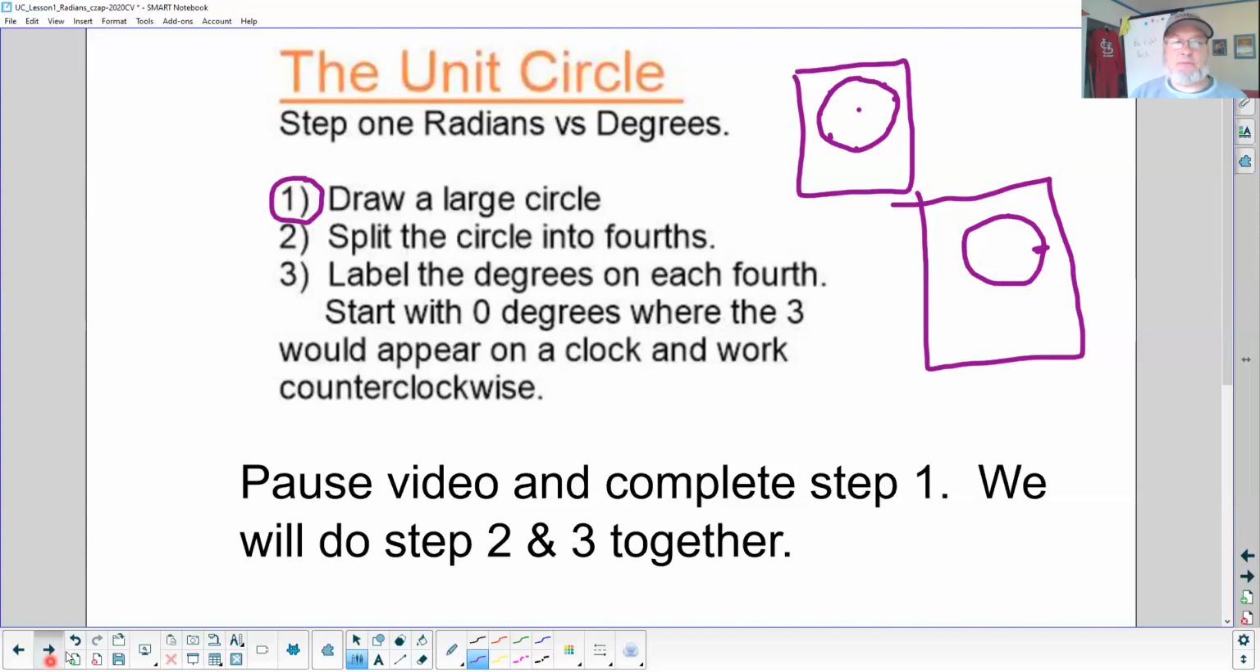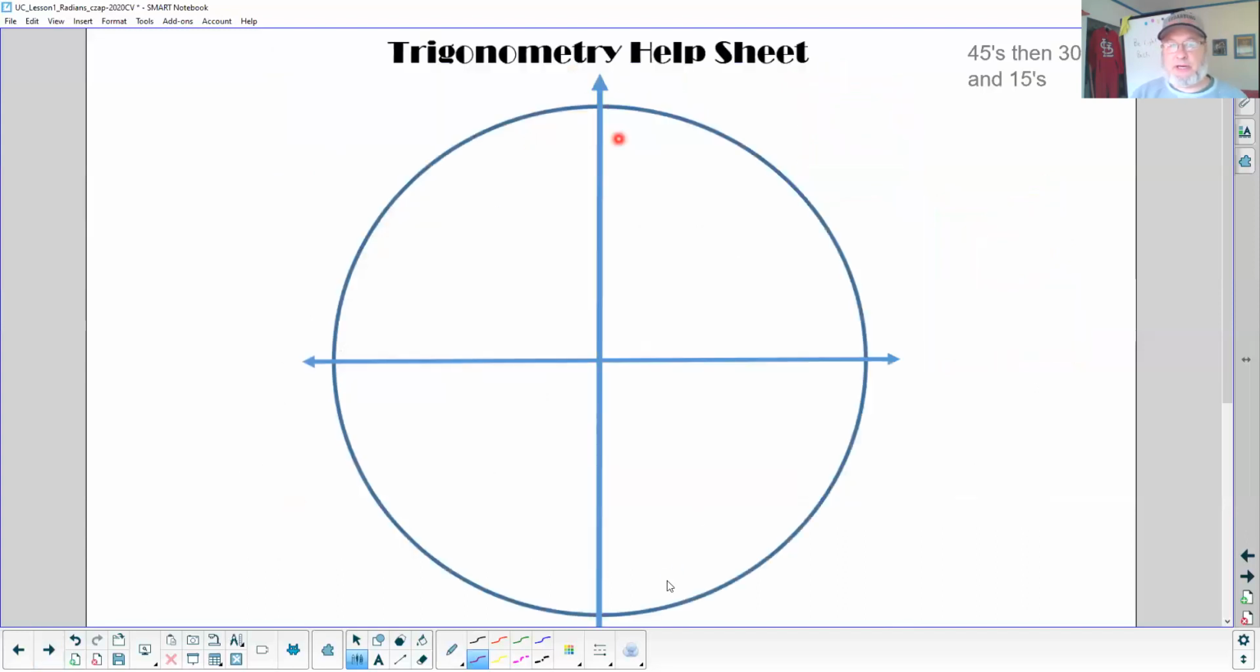All right, so here's basically what it's going to look like. We're going to split it into four, so you're going to be drawing these little coordinate plane axes. Do your best to cut it down the middle and make these as straight as possible. Okay, and now we're going to start right here. We're going to say that this is 0 degrees. So on the outside of your circle, we'll put a little zero with a degree symbol.